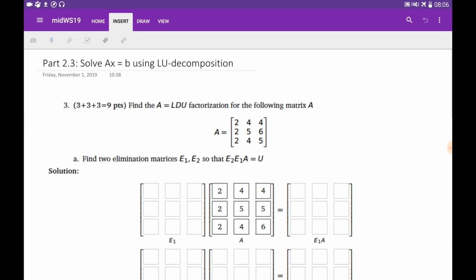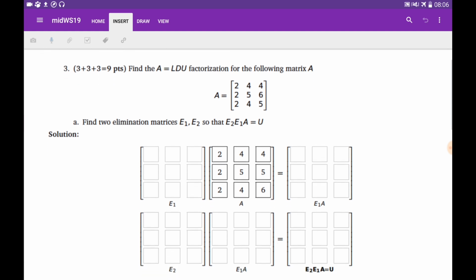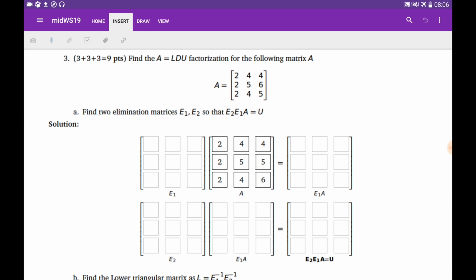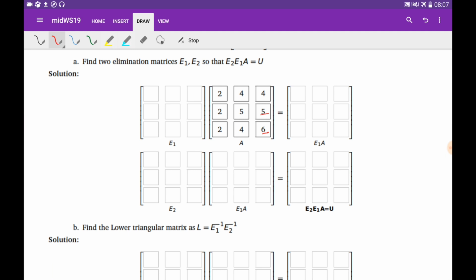Problem number 3, we need to find the LDU decomposition of the following matrix. Please note that here there is a typo. The original matrix has 6 here and 5 there, and when I copied it, I wrote 5 here and 6 there. In both cases, even if you correct this to 6 and 5 or 5 and 6, you will be able to find the LU decomposition of these matrices. So we can continue with this matrix.